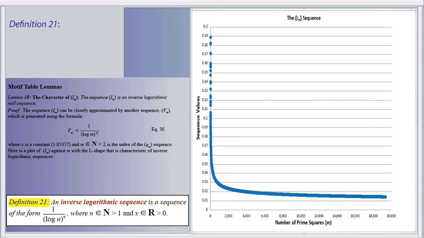Definition 21. An inverse logarithmic sequence is a sequence of the form 1 over the log of n, the quantity, raised to the x power, where n is a member of the set of natural numbers greater than 1, and x is a member of the set of real numbers greater than 0. Lemma 3b. The character of I. The sequence I is an inverse logarithmic null sequence.